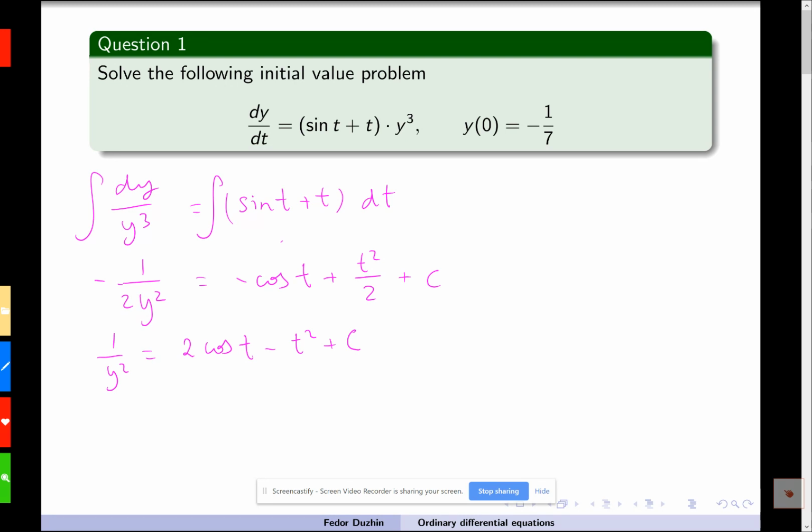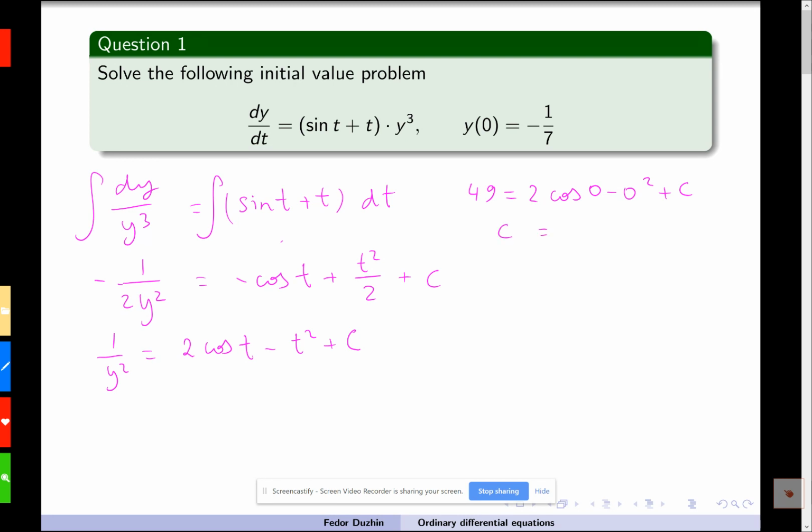All right, then we need to find the constant. So how do we find the constant? To find the constant, we use the initial condition. The initial condition tells us that the initial value of y is negative 1 over 7. So its square is 1 over 49. The reciprocal is 49 equals 2 cosine 0 minus 0 squared plus constant.